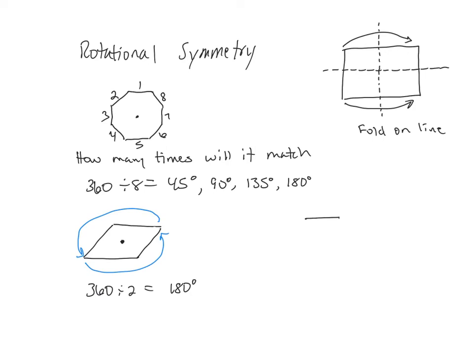So if we were to do a trapezoid, now it has line symmetry. If I drew a line down the middle, it would fold over. So it would have line symmetry, but for rotational symmetry, it wouldn't match up when you spun it until it got all the way back to the beginning. So we would say that this one has no rotational symmetry, because it has to go all the way back around.